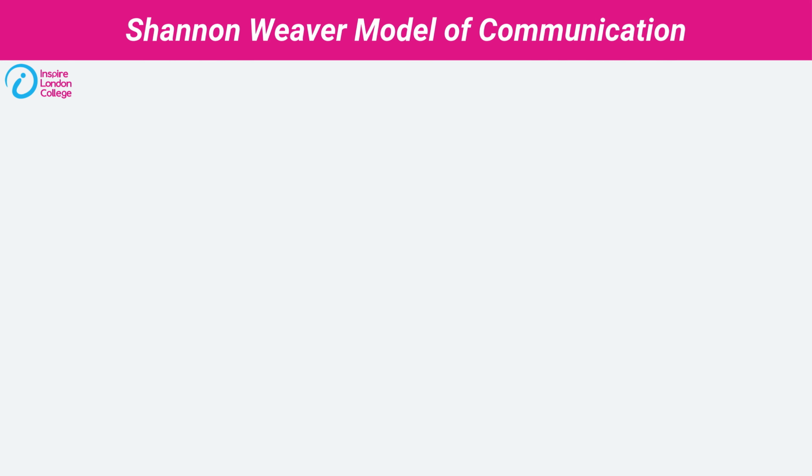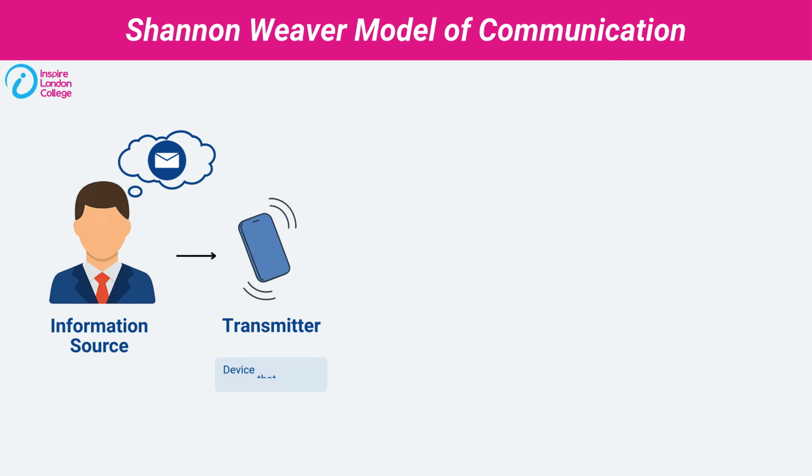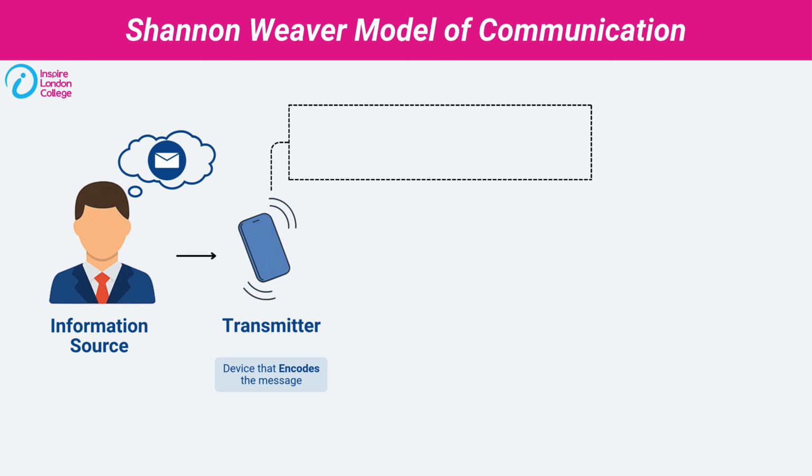It all begins with the information source. This is the person who holds the idea or message they want to share. For example, someone who wants to make a phone call and tell a friend something. Next comes the transmitter. This is the device that encodes the message. In other words, it turns the idea into signals that can travel. In the case of a phone call, this would be the telephone converting voice into electrical signals.